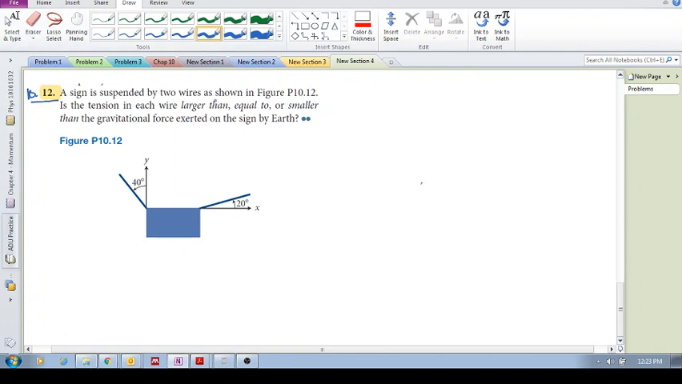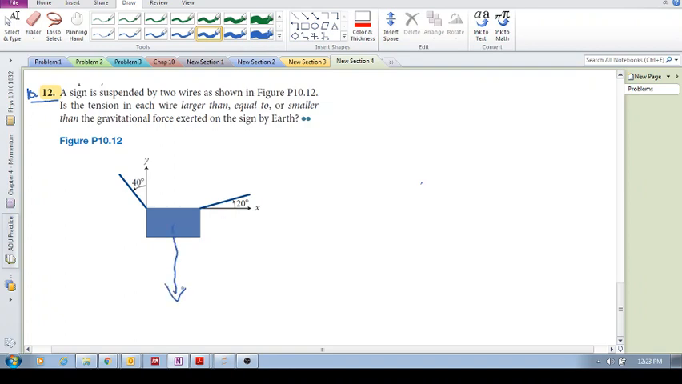and then see what you know, see what you don't know. Okay, so what would be the first step? So we're trying to see, there's a tension in this wire, there's a tension in this wire, and we're trying to see, is this tension the same, larger or smaller than the gravitational force pulling this down?